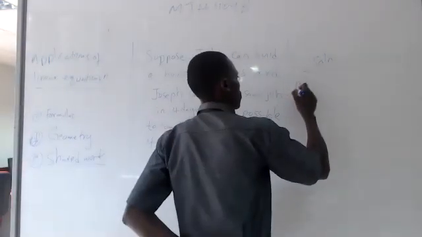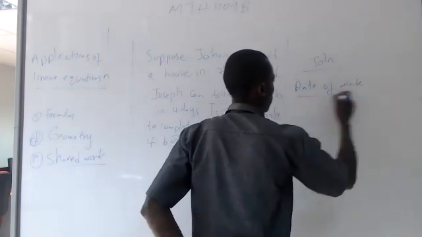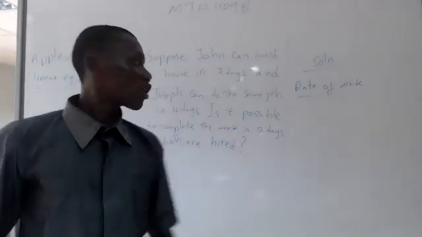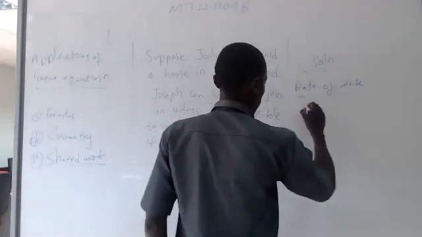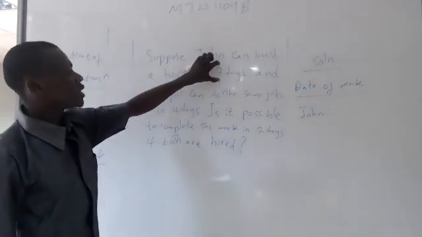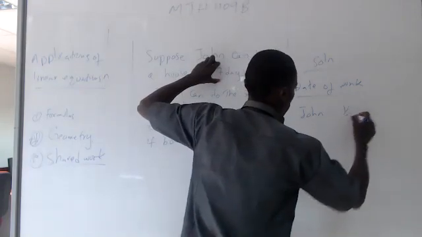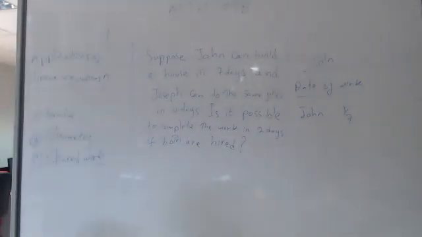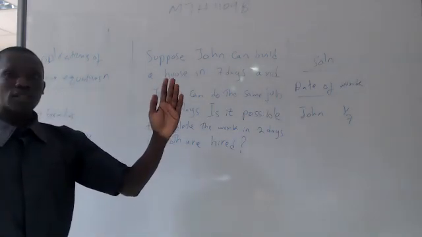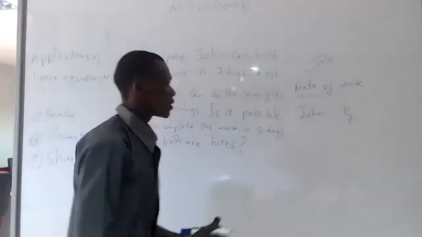We need to look at the rate of work. The rate of work in this case is simply the amount of work divided by the time period over which that work is accomplished. So John, we know John can complete the piece of work in 7 days. So in 1 day, John will do 1/7. He can complete the whole task in 7 days.